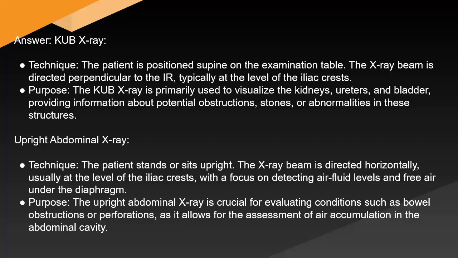Upright abdominal X-ray technique: the patient stands or sits upright. The X-ray beam is directed horizontally, usually at the level of the iliac crests, with a focus on detecting air fluid levels and free air under the diaphragm. Purpose: the upright abdominal X-ray is crucial for evaluating conditions such as bowel obstructions or perforations, as it allows for the assessment of air accumulation in the abdominal cavity.